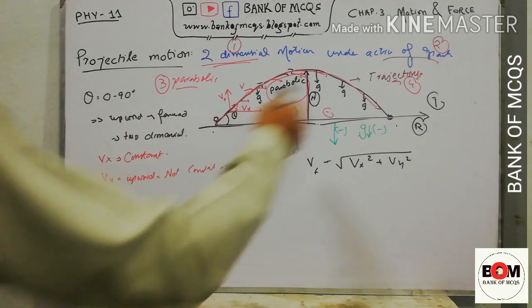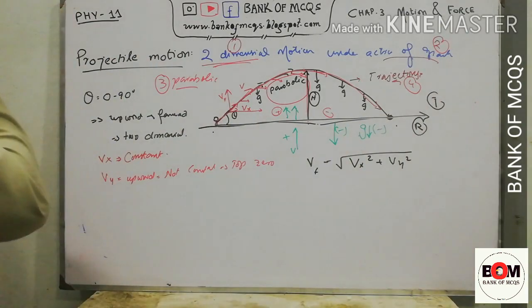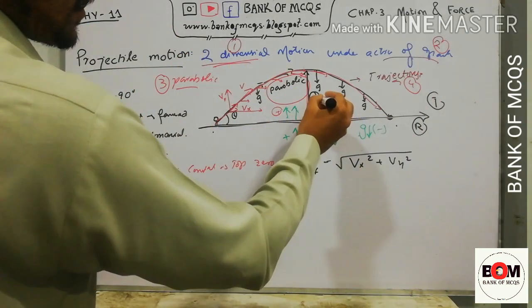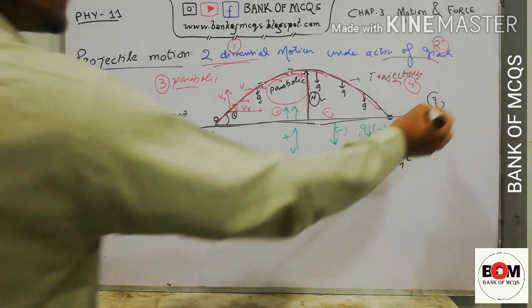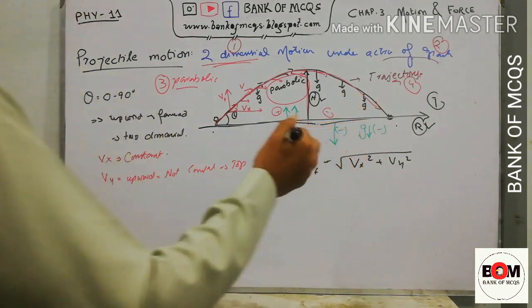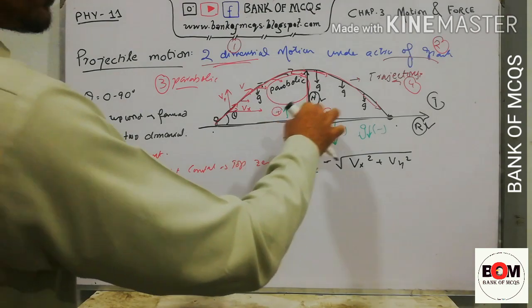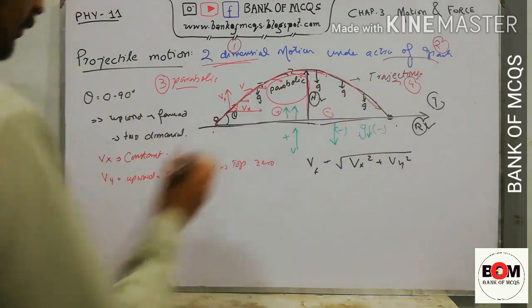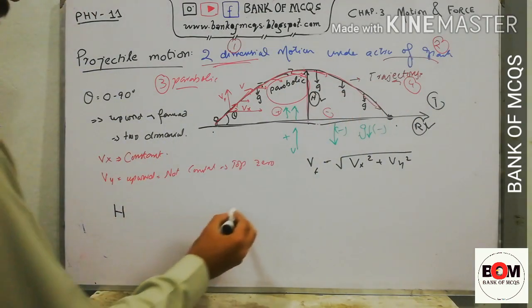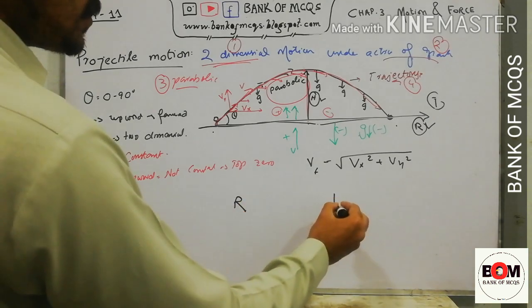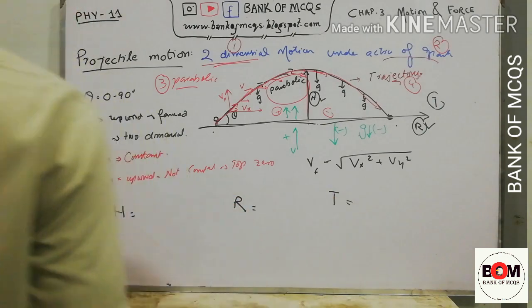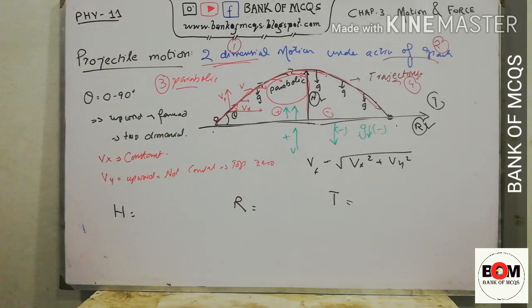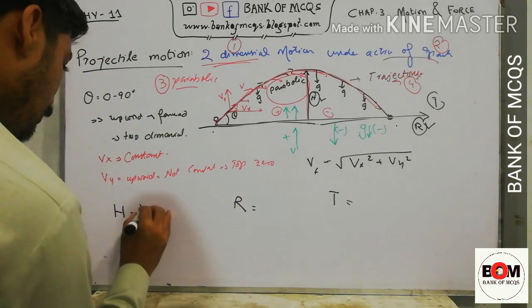So to learn the formulas by heart, write these three things: height h, range r, and time t. Arrange them in alphabetical order. So we know that g h i j k l m n p q r s t. So the first one is height, the second is r, and the third one is t. The formula for height is v i square sine square theta divided by 2g.